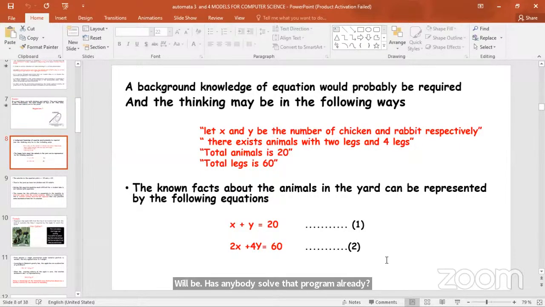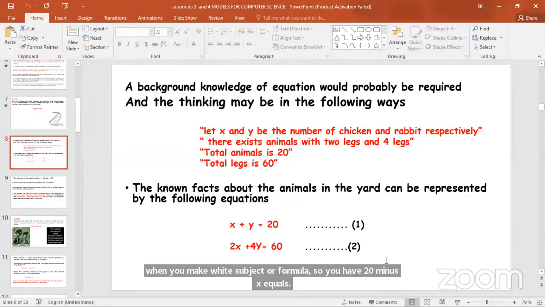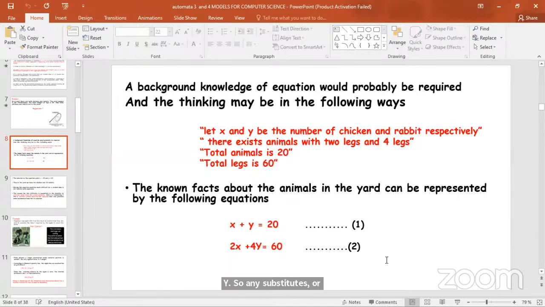Now, by the time you look at the first one, when you make y the subject of the formula, you have 20 minus x equals y. So when you substitute for y in equation 2, you should be able to get the values. So when you solve those systems of equations, x and y equal 10 respectively. Okay, thank you, Kazim, Stephen, and Peace, and Akinola Isaac.